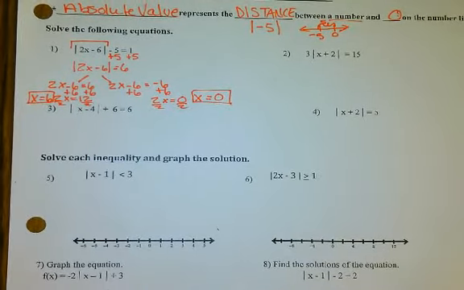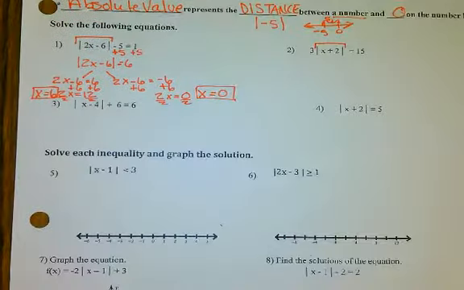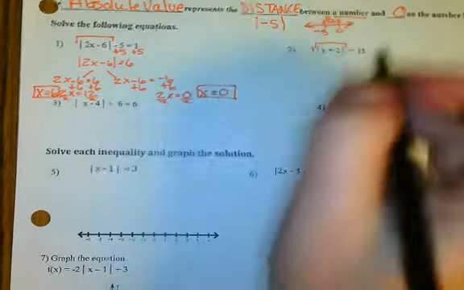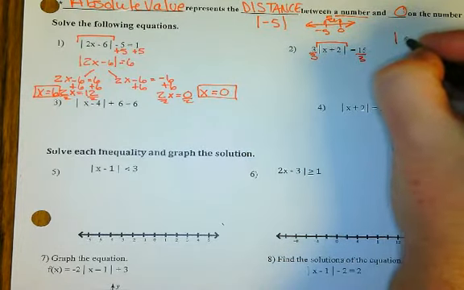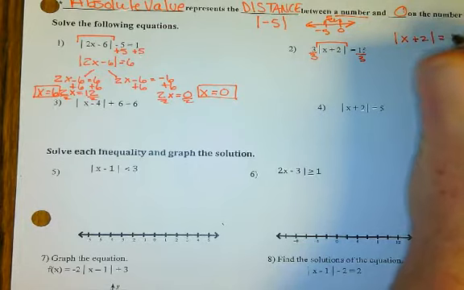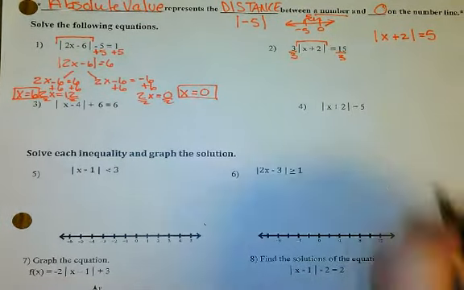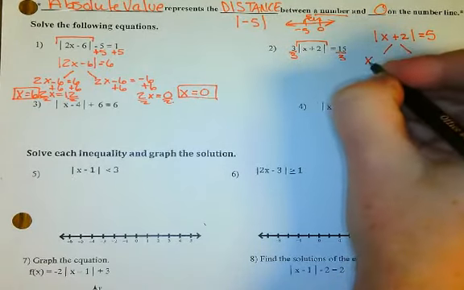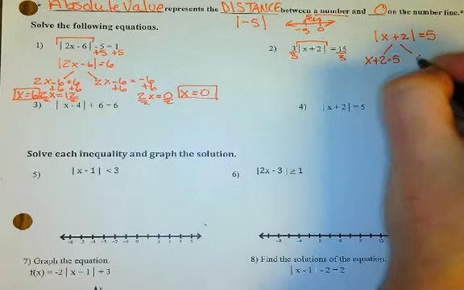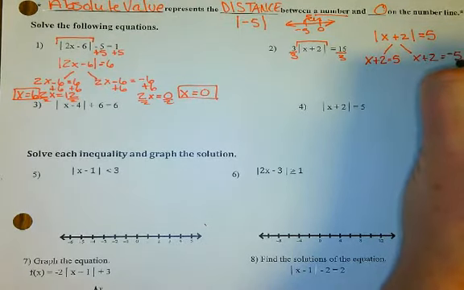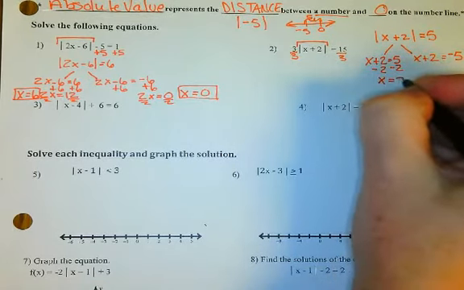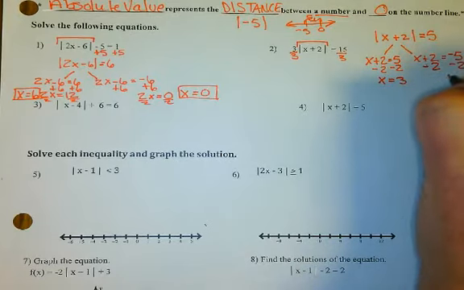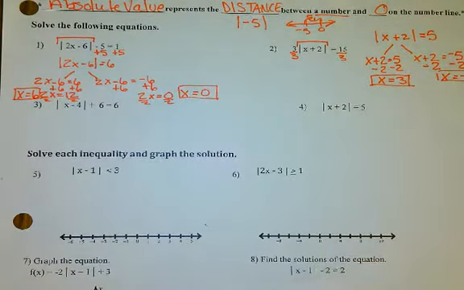Alright, on number 2, again, I'm trying to isolate the bars. Right now I have 3 times the absolute value of x plus 2, so I need to divide by 3. Divide by 3. That gives me the absolute value of x plus 2 equals 5. And again, I'm going to free x plus 2 from the bars. And when they're free, they can do good, which is positive, or they could do bad, which is negative. Okay, so if I keep working this out, I have x equals 3, and I also have x equals -7. So I have 2 answers that'll possibly work.